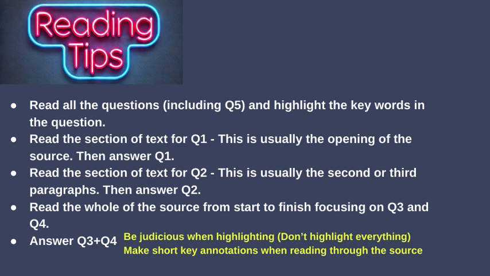So, a couple of key things to note when reading through the source. It's important you're highlighting things, but equally, don't highlight everything. It's no good just highlighting every single word you come across, because then it just becomes a massive block of color. Also, make short key annotations next to the text when reading through. So, for example, metaphor, and maybe a key word, the effect, for example, happy, whatever it might be.